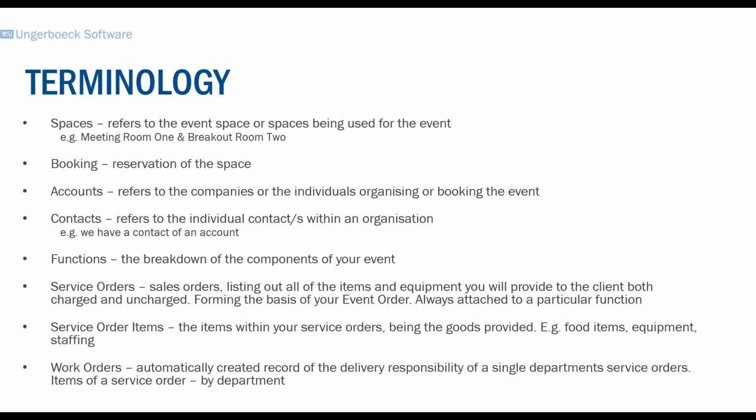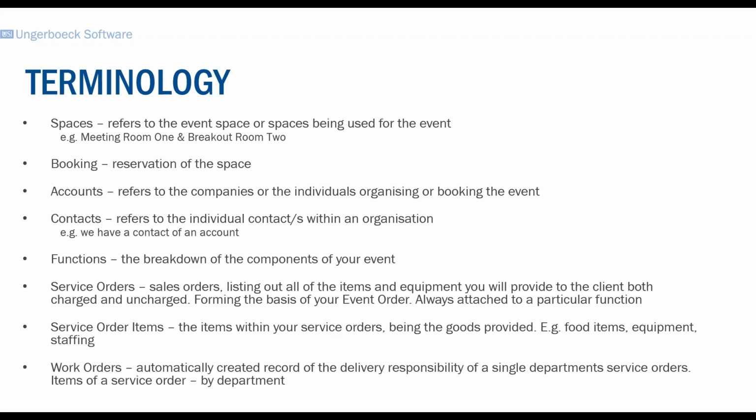So within our functions, we have service orders. These are essentially sales orders, listing out all of the items and equipment that you'll be providing to the client, both charged and uncharged, forming the basis of your event order. These service orders are attached to a particular function. So whether that function be morning tea served, that service order will be attached with a breakdown of the items that need to be served at that time, which leads us into our next item, being service order items.